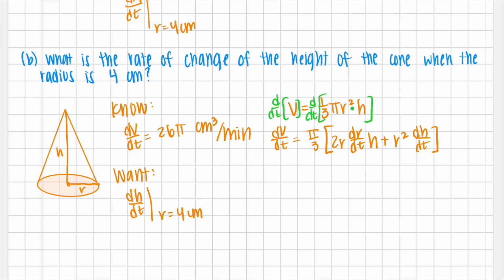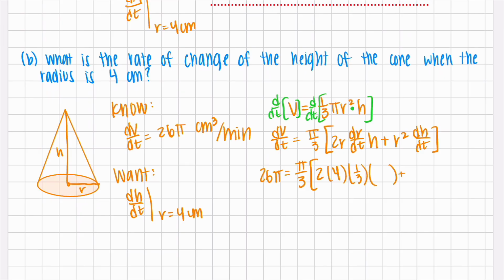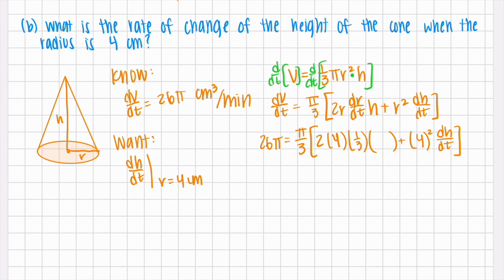Now I want to plug in. I know dV/dt is 26 pi. I have my pi over 3. 2, my r is 4 centimeters. dr/dt, I'm going to pull the same one from part A, that is 1/3. And then I want you to notice that we don't know h, so I'm going to leave that blank for a minute. r is still 4, so 4 squared. And then we are solving for dh/dt. So I need to figure out what h is.